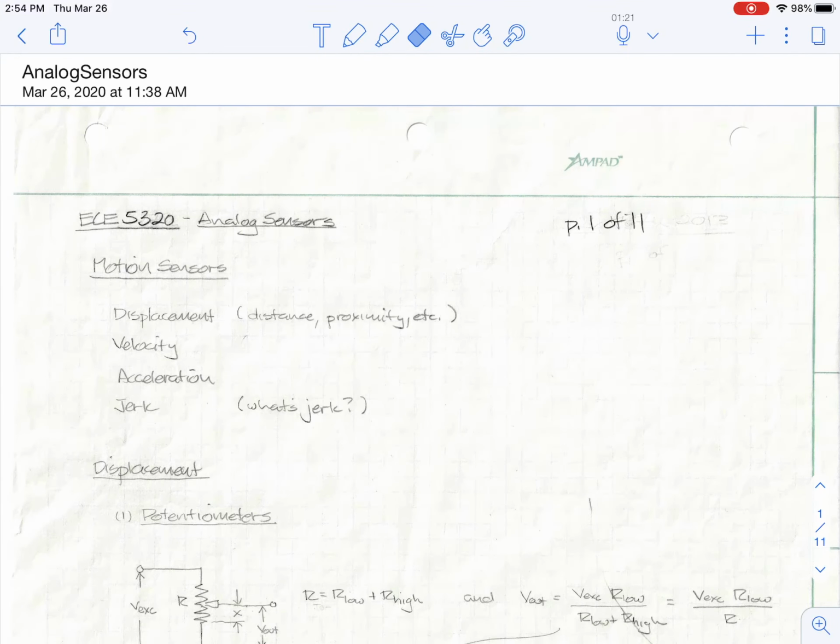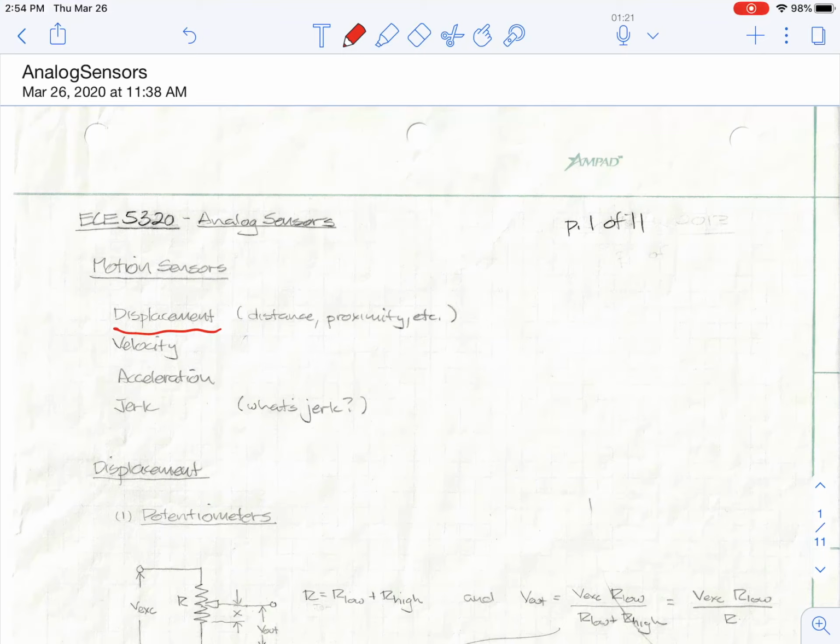Hello. Today what I'm going to do is talk about analog sensors for measuring position or measuring motion, and particularly displacement today. Displacement, distance, proximity, gap, etc. are the things we're going to be talking about. We're going to talk about some different technologies for measuring these things.